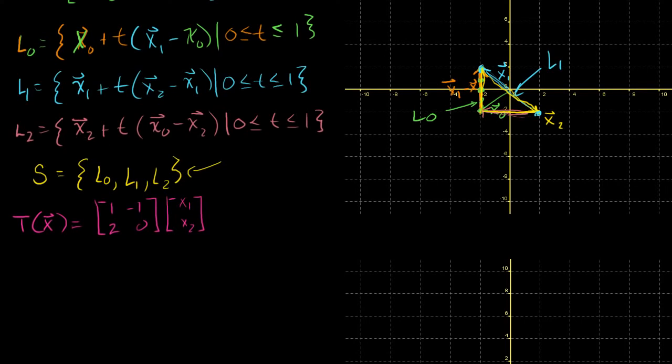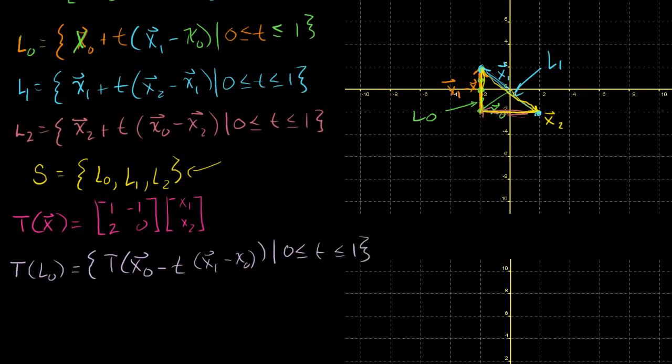So let me take the transformation first. The transformation of L naught is equal to the transformation of this thing, right? This is just one of the particular members, for a particular t, of L naught. So it's going to be equal to the transformation of x naught minus t times x1 minus x naught, that's a lowercase t, not the transformation, such that 0 is less than or equal to t is less than or equal to 1. Let me switch colors.